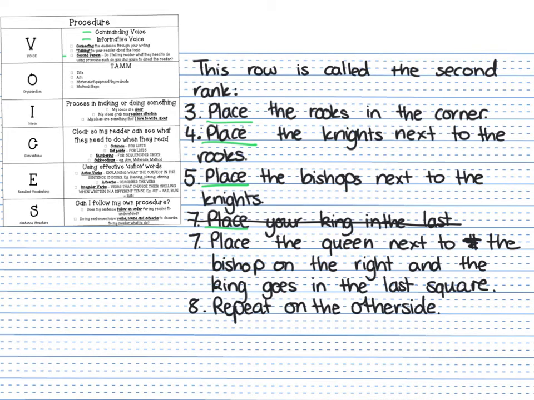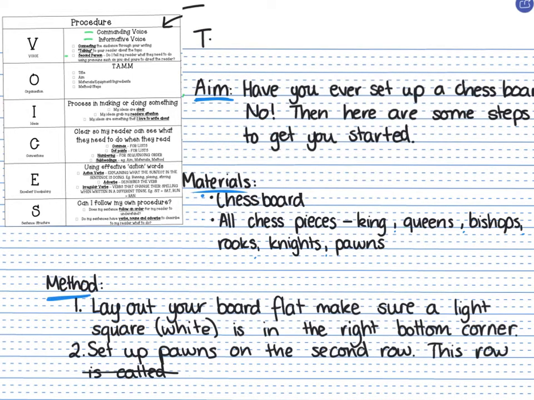Okay, I'm going to now go back and reread. So now I'm going to go back, reread, maybe underline some things that I might want to change next week when I'm revising, but I don't have to change them now. So I haven't got a title, so that's something that I might need to think of doing. Now remember, you don't need to think of your title straight away. Aim. Have you ever set up a chessboard? No? Then here are some steps to get you started. You know what? I think that's a good entertaining start to my story.